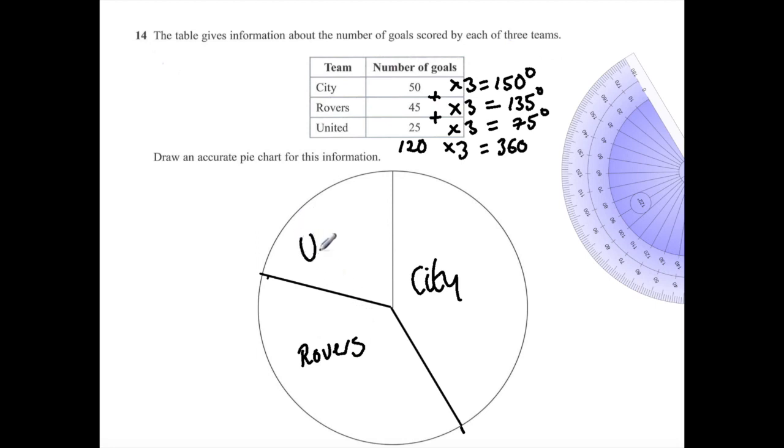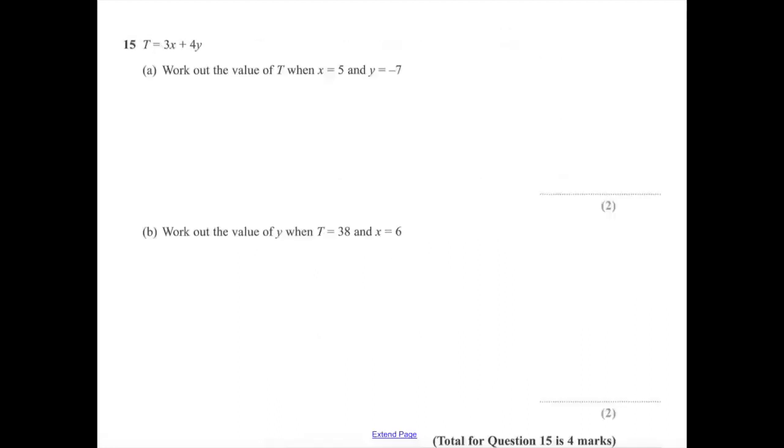And United is over here. Question 15. T equals 3x plus 4y. A. Work out the value of t when x equals 5 and y equals minus 7. So this question involves substitution. So all I'm going to do is substitute the values given to us in this question into this equation.